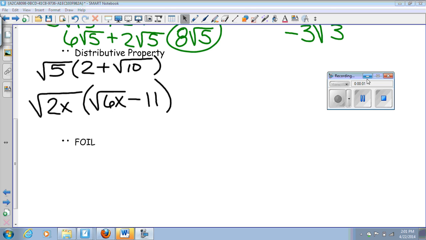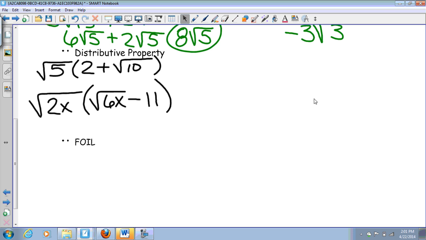Okay, this is the distributive property and foiling of radicals. You're never going to get away from this. The examples are on page 623, and I have two examples up here for the distributive property. Just like the distributive property when we were distributing in solving systems or in solving equations, okay? The square root of 5 is my distributor. He is going to get multiplied by everything inside the parentheses.